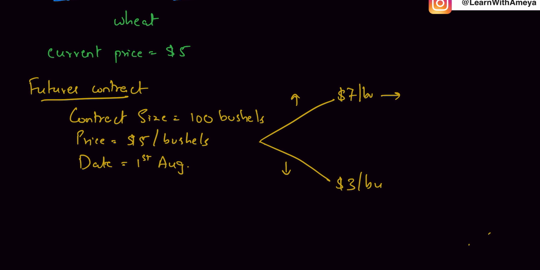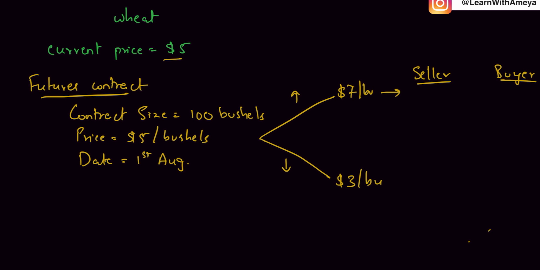Right? If the price goes up, let's consider we have the seller and we have the buyer. Now, what did the seller say? That I will sell you at $5 per bushel. But now today on 1st August, the price is actually $7. So the seller would have profited if he was not in the futures contract, because he could have sold his wheat for $7. But now that he has given a promise, he cannot sell it for $7. He has to sell it for $5. That means he's taking a loss of $2 per bushel. So for the seller, it's a loss. And similarly for the buyer, it's a profit, because if today he had to go out and buy wheat, he would have to pay $7.